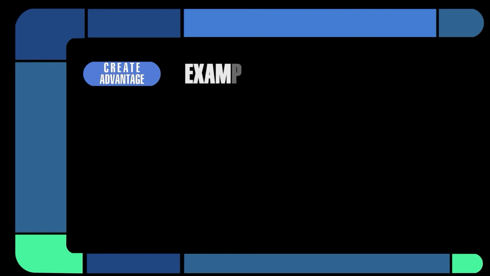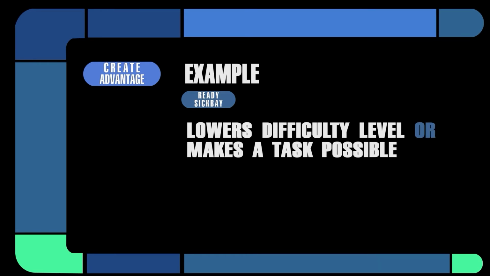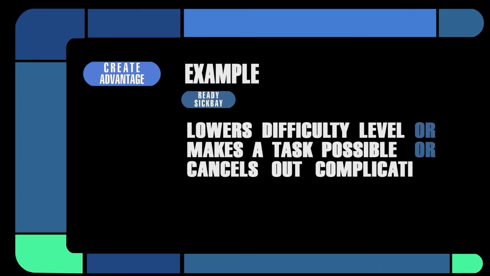For example, if the players know they are about to rescue a group of injured NPCs, then the doctor can create an advantage to ready sickbay. This advantage is then converted into some kind of mechanical aspect once the NPCs arrive, usually by lowering a task's difficulty level, making an impossible task possible, or canceling out a complication. And we'll come back to what complications are in a moment.